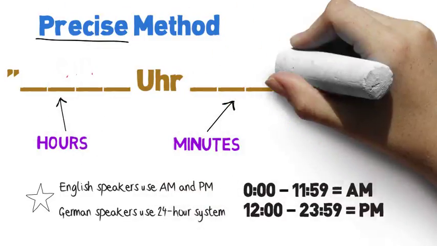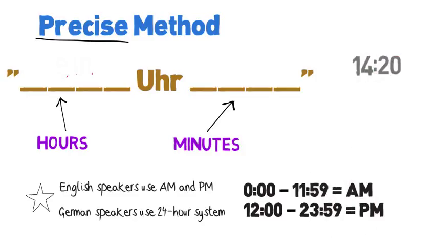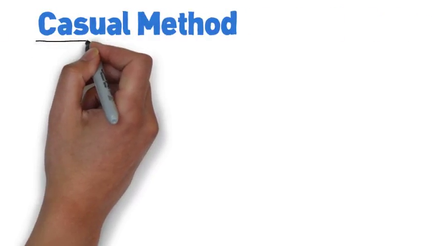Let's look at an example of this. If your digital clock in Germany said 2:20 p.m. or 14:20, in other words, 2:20 p.m., then you would again take the numbers for hours and minutes and say 14:20 Uhr. Now keep in mind that this is the precise method. You wouldn't want to turn this into 2:20 Uhr, because that's 2:20 at night, not 2:20 in the afternoon, and if you're being precise, you should get the time exactly right, so there's no confusion.